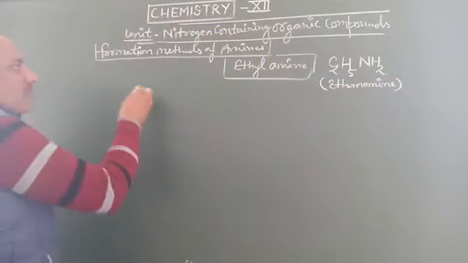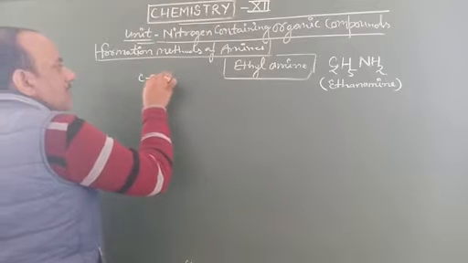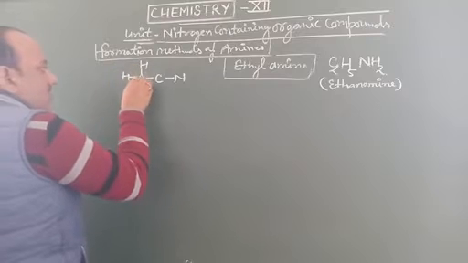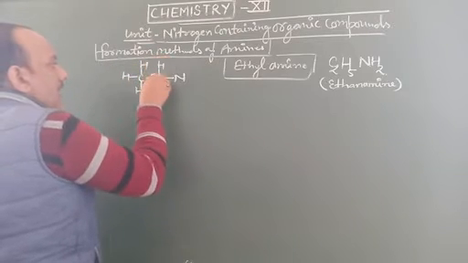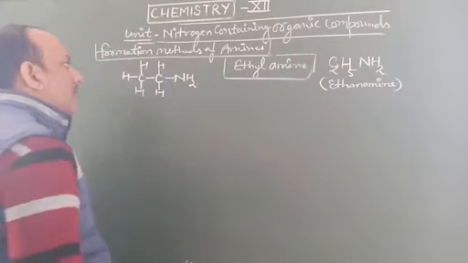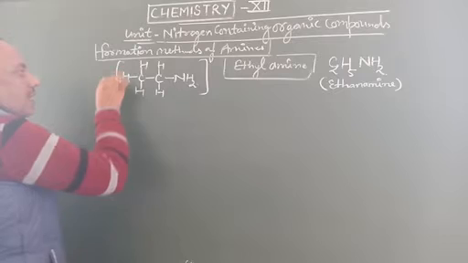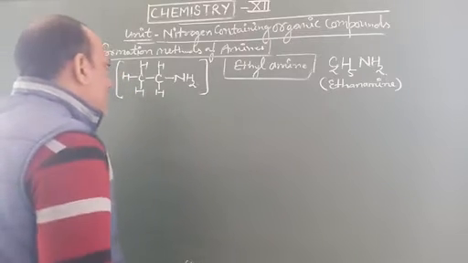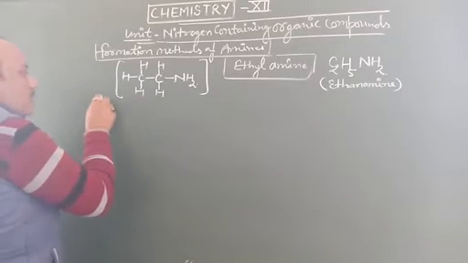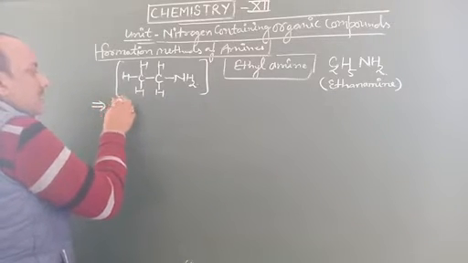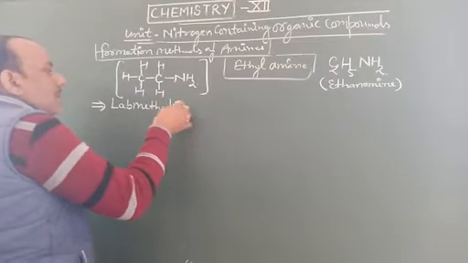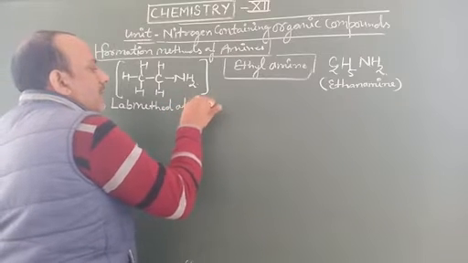Its structural formula is C single bond C single bond N with H and H, and H and H, and NH2 is the structural formula of ethylamine. Here, first we discuss the preparation method of ethylamine, and take the most important method, named the lab method of ethylamine.